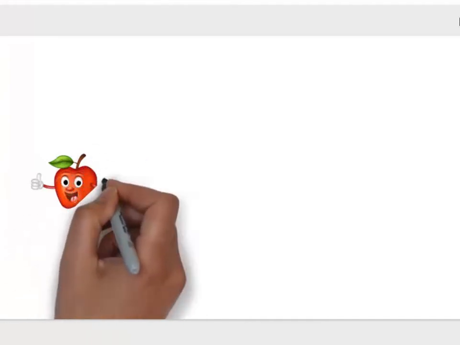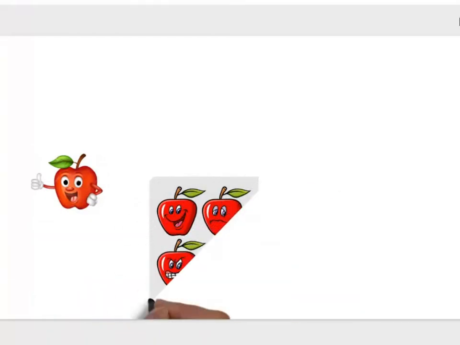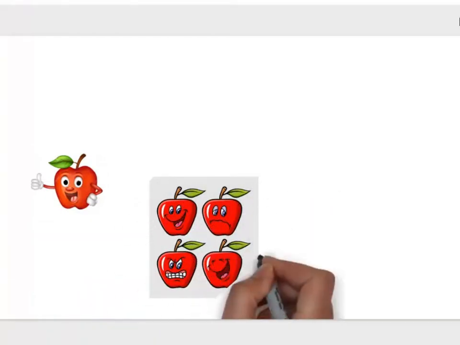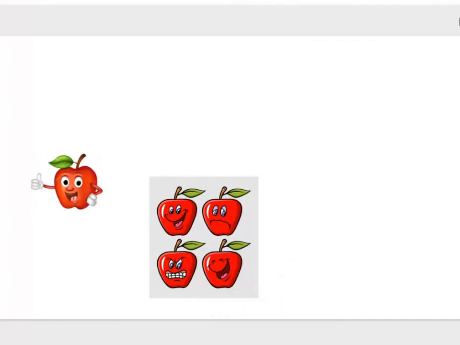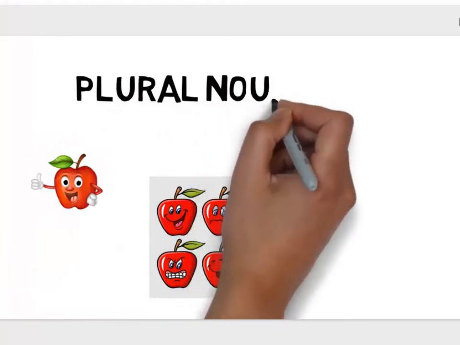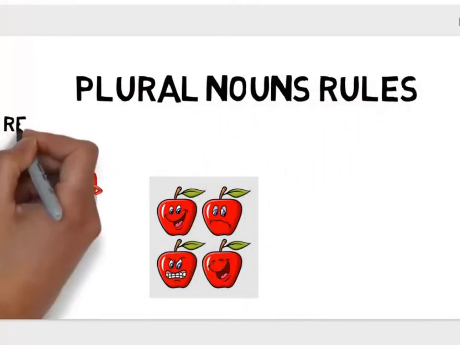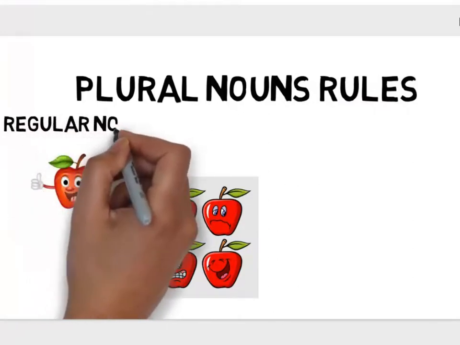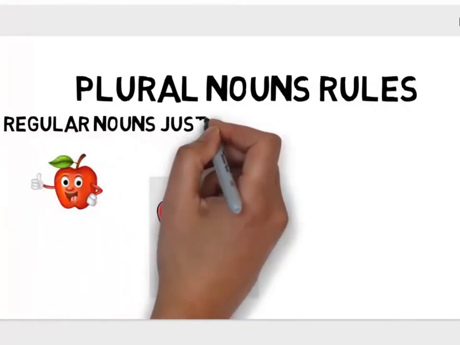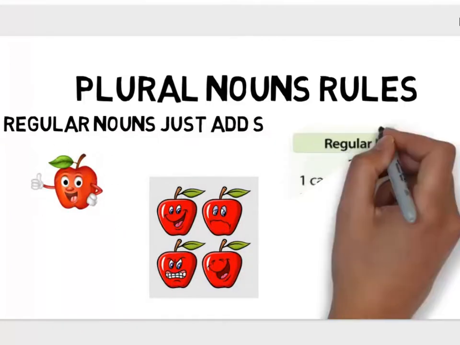Plural nouns are formed by adding s or es. This rule doesn't apply for several cases. Here are the plural nouns rules. Number 1. For regular nouns, just add s.